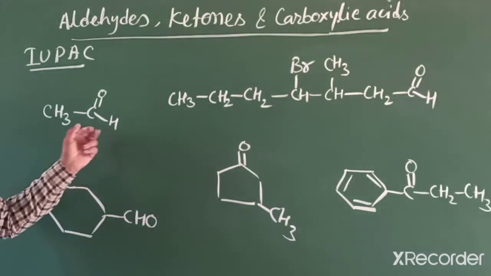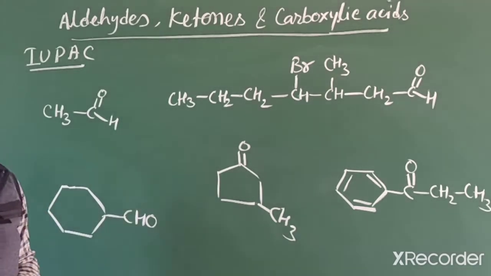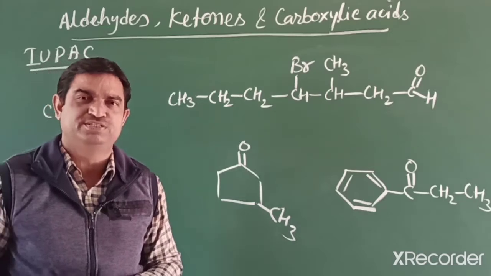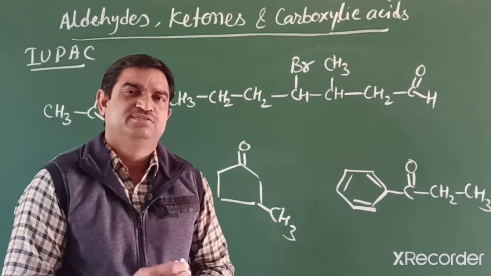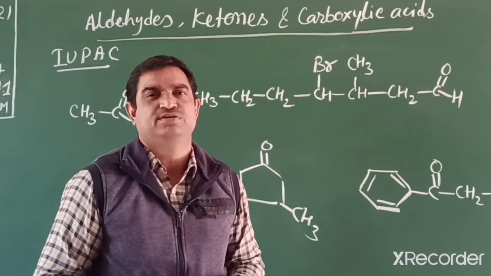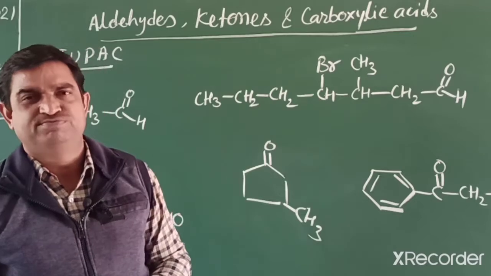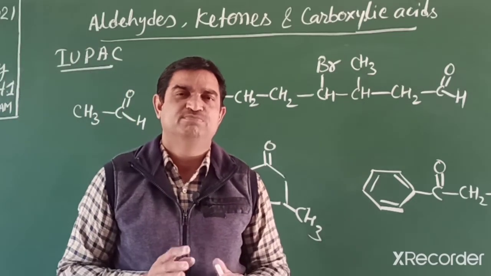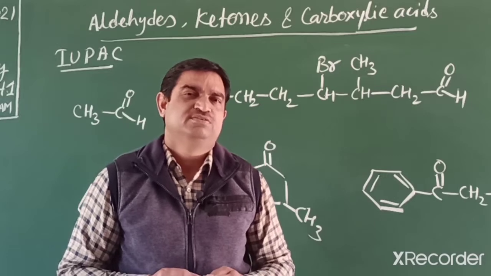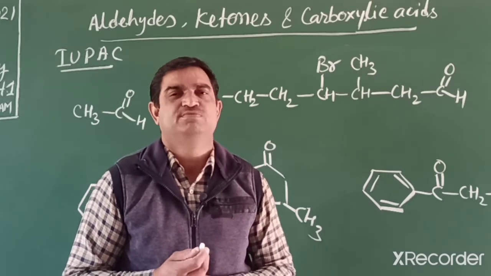Some examples are given. At first we try to write their IUPAC names. Students, you know the rules of nomenclature. First identify the functional group, then the substituent. If there is more than one functional group, first identify the main functional group. Numbering starts in such a way that the principal functional group gets the lowest number.